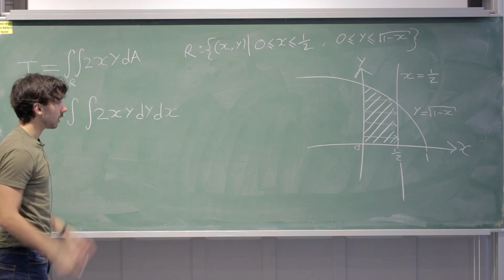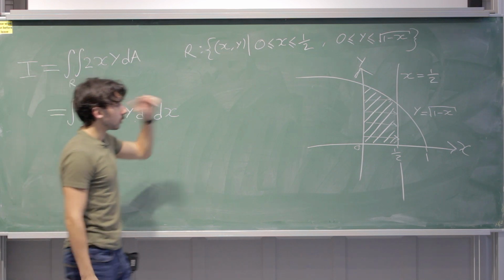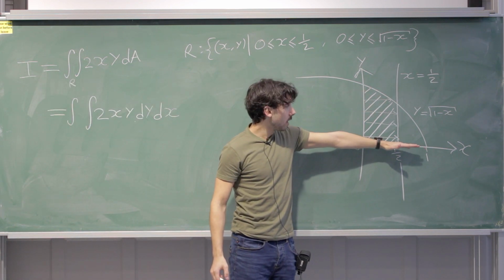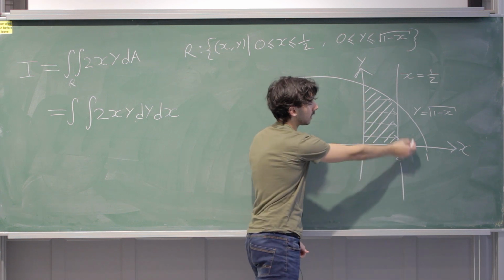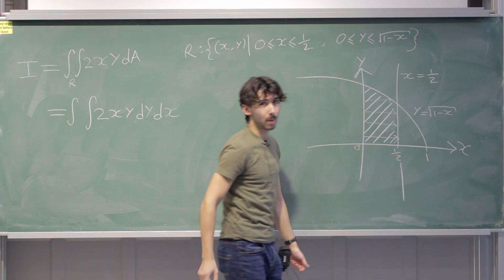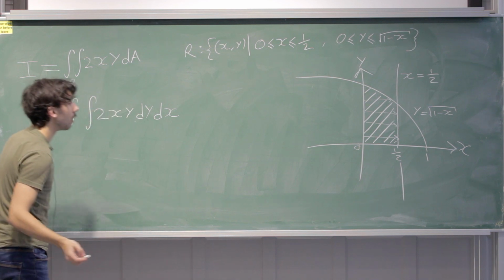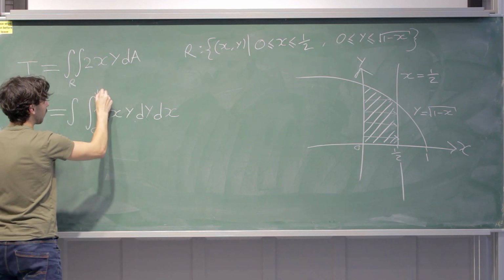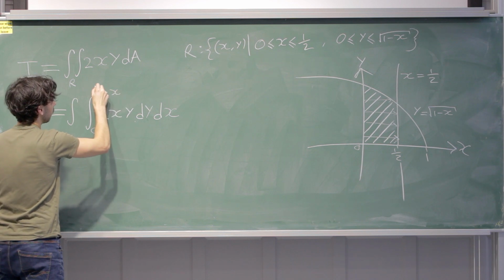Right, now what will the limits be? Again, down to up, the lower bound is the line y equals 0, and the upper bound is the line y equals the square root of 1 minus x, or I should say the curve. So this will be y equals 0 and y equals the square root of 1 minus x.